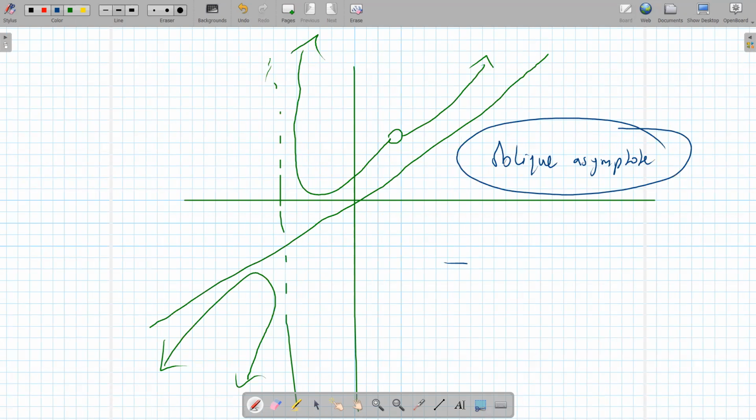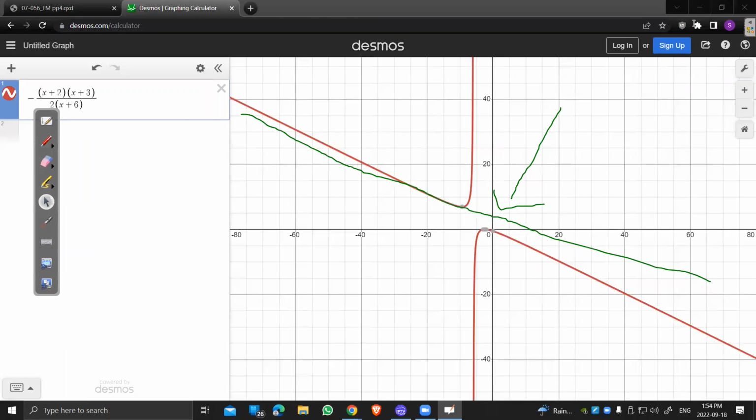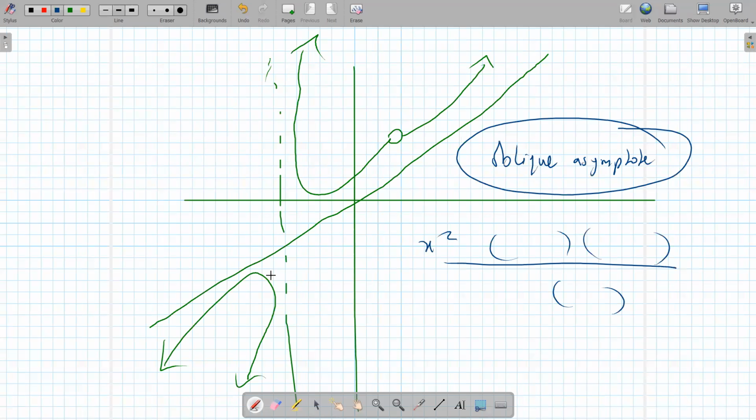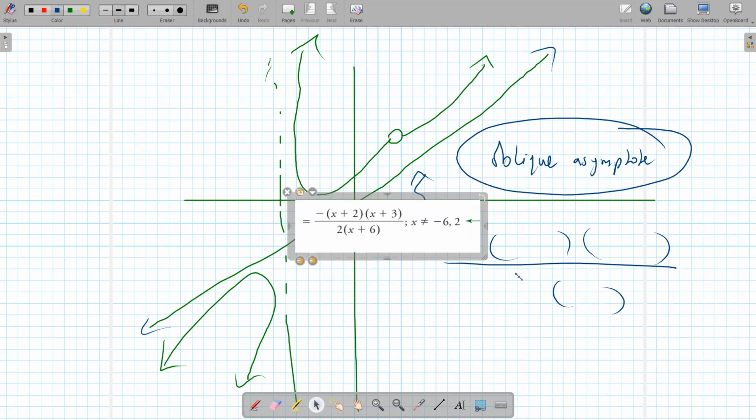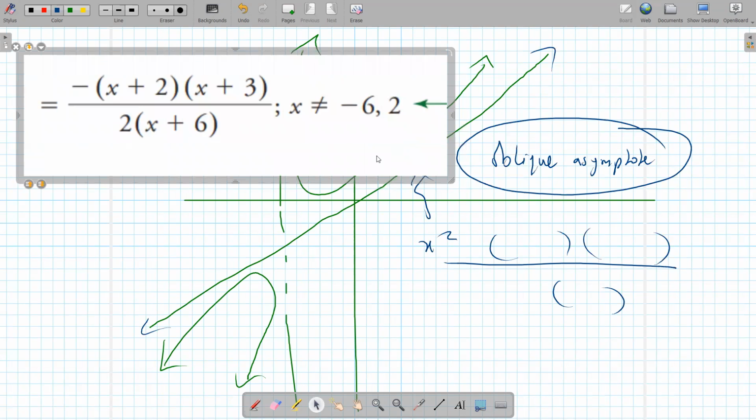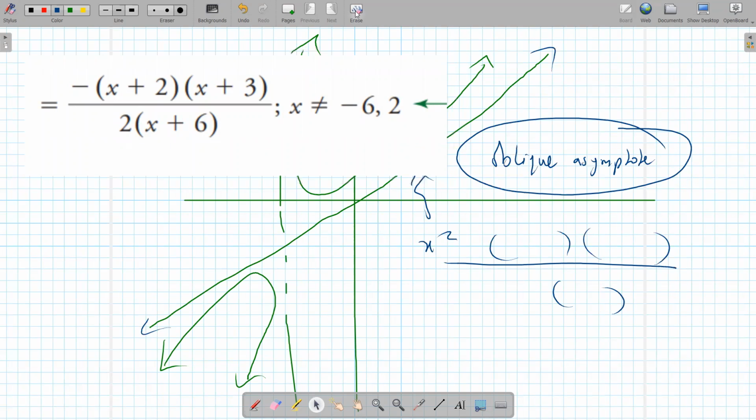And this happens when you have some polynomial where the degree in the numerator, like in this case, our degree in the numerator was 2, and the degree in the denominator is 1. So when this happens, you get an oblique, like a slanted asymptote. It's possible to find what this asymptote is as well, and you will have to do this eventually. Let's just do this because why not? I'll show you how to find that slanted line, and we'll double check on Desmos to see if that's what it was.